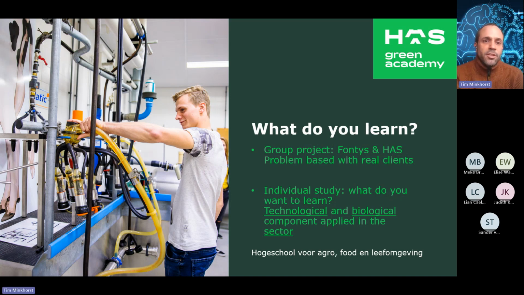Another example is a yield robot in which they try to get an apple picking robot in order to do the apple picking in the backyards instead of doing that by hand. So those are some examples of projects and products students created.